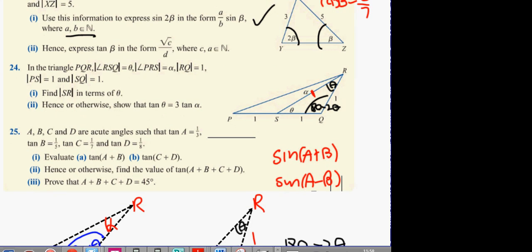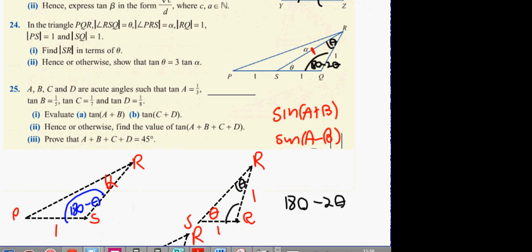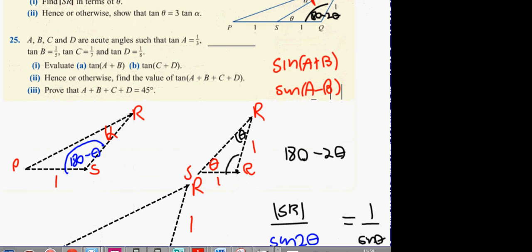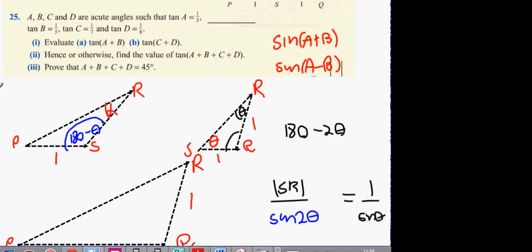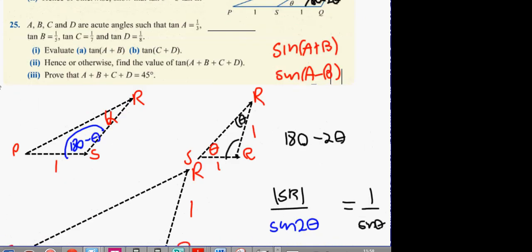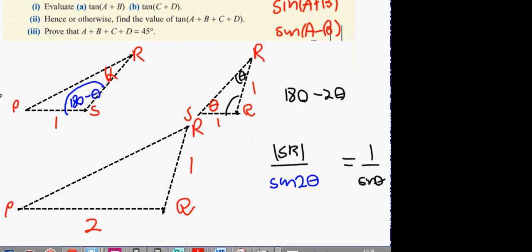Now, hence or otherwise, show that tan theta equals 3 tan A. Tan theta equals 3 tan A. Well, we're going to have to use a triangle that has alpha and theta in it. That's this one here, isn't it? Now, it's difficult, and I'm going to explain why. I'm just going to rub out all the information we've just been using here. I don't need any of this here.